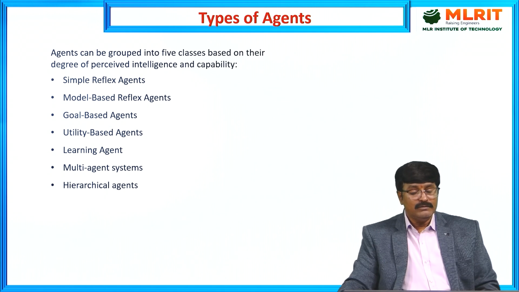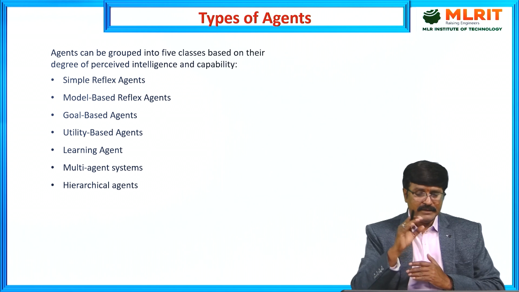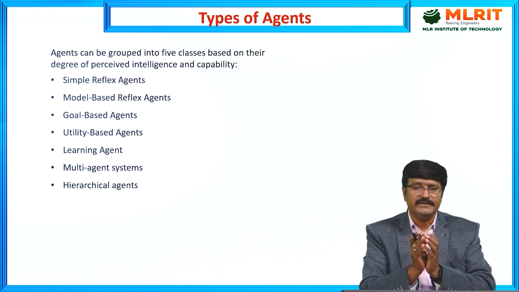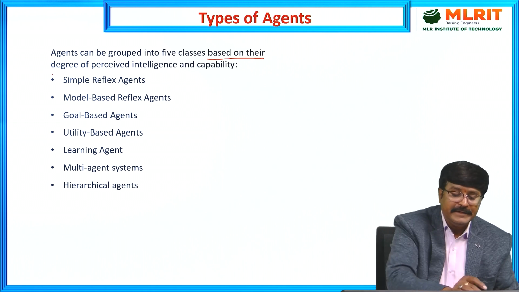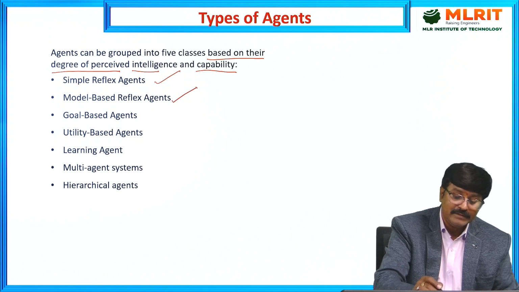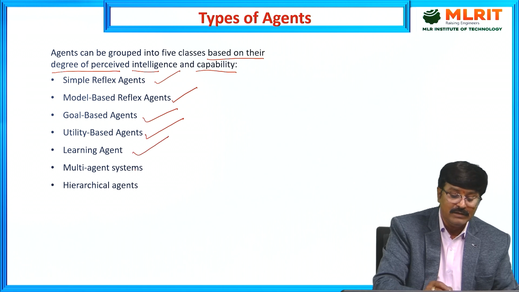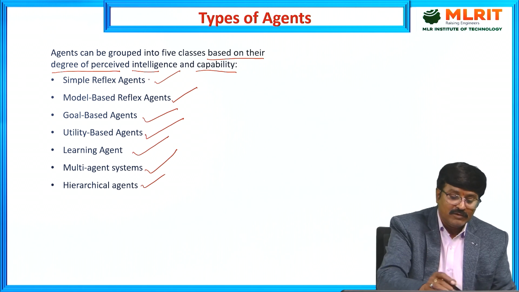And what are the agent models? There is the agent and the environment. What are the agent modeling systems? They are grouped into five classes based on their degree of perception, intelligence and capability: simple reflex agent model, model-based reflex agent model, goal-based agent model, utility-based agent model, learning agent model, multi-agent systems model, and hierarchical agents. In the next video we will discuss all these things.